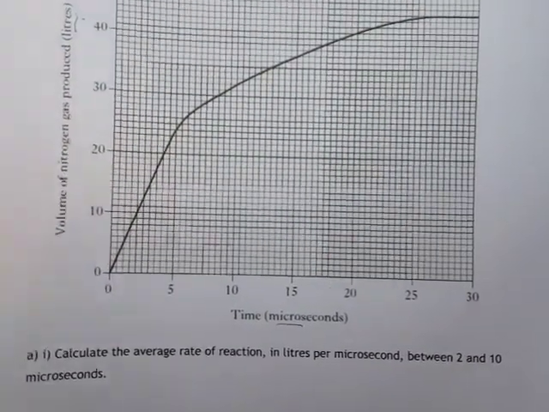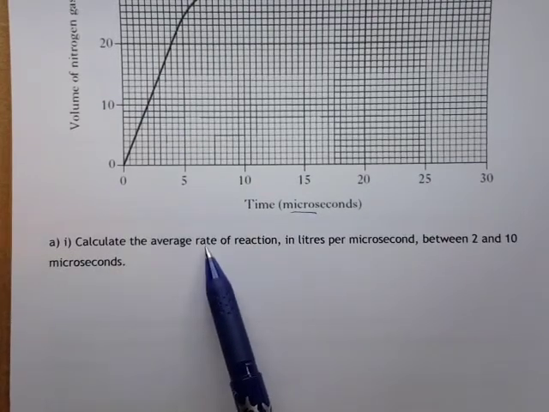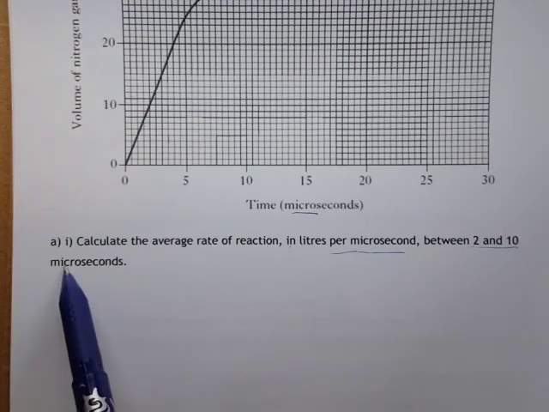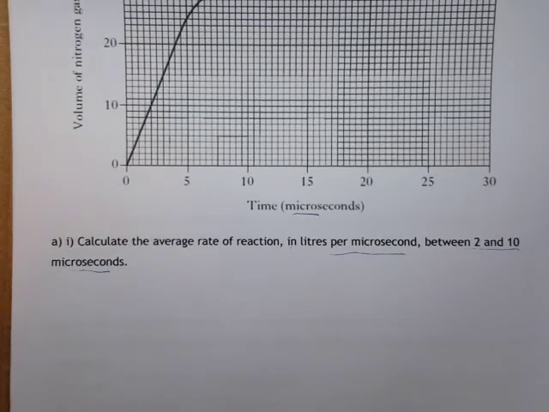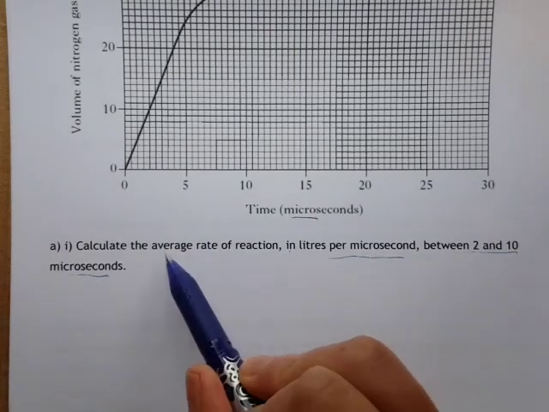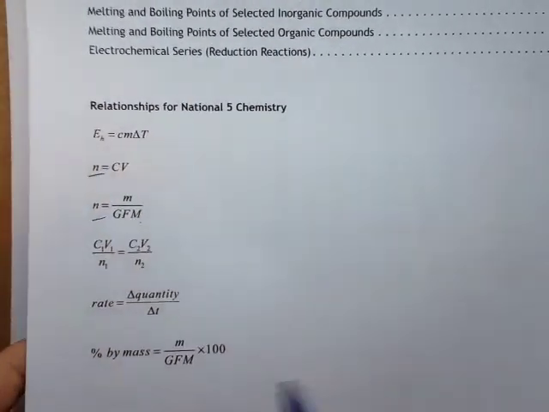Okay, so question A, part I, says calculate the average rate of reaction in litres per microsecond between 2 and 10 microseconds. This is a reasonably difficult question. Most of you went absolutely along the right lines when you were starting this question out. There were quite a few little mistakes, but I think it's something that you can definitely improve on for next time. So again, you might remember the equation for average rate of reaction, or you might need to double check it. So in the data book, rate is change in quantity divided by change in time.